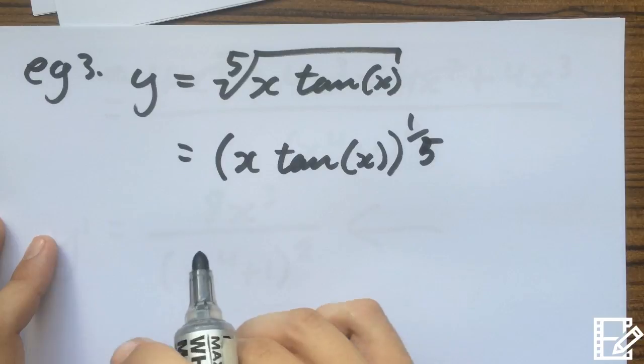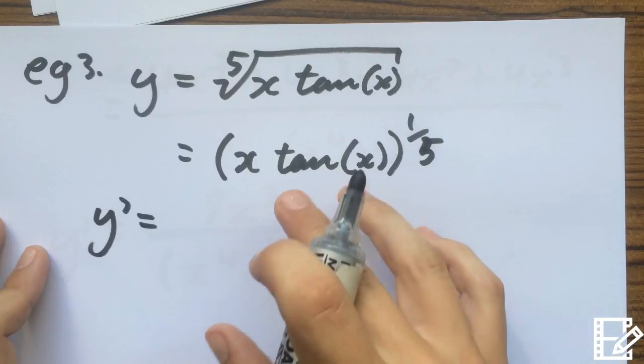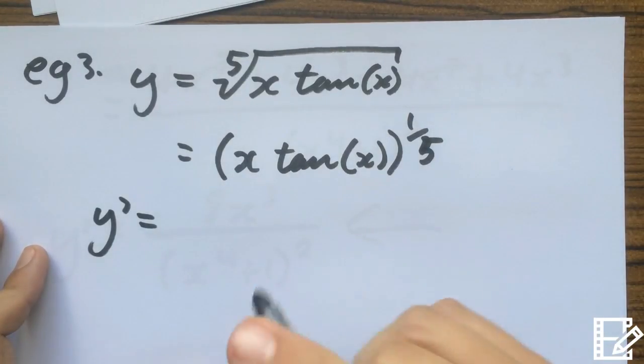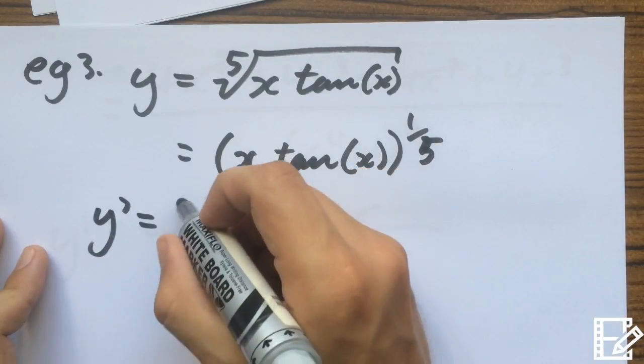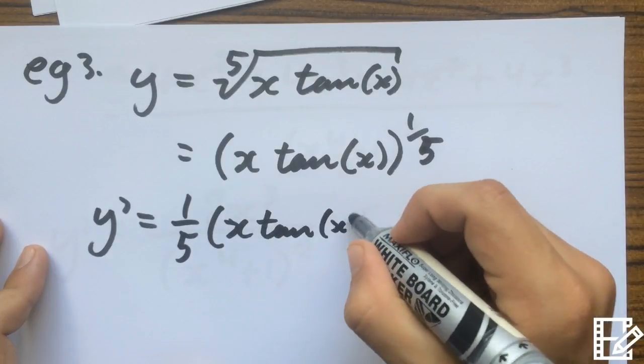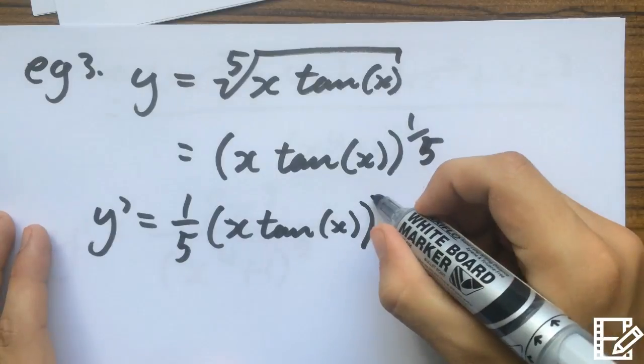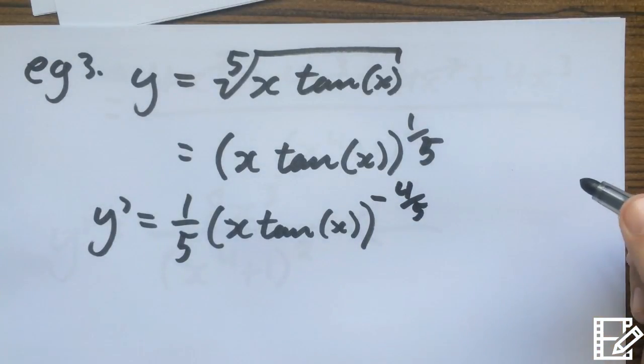Now we use the chain rule to solve this. The chain rule consists of deriving the outside and leaving the inside the same, then multiplying by the derivative of the inside. So for the derivative of the outside, we bring the power down, we leave the inside the same, and then we take 1 off the power. Now when you take 1 from 1 over 5, you get negative 4 over 5. Do it on the calculator if you don't believe me, but that's it. 1 over 5, take 1 is negative 4 over 5.